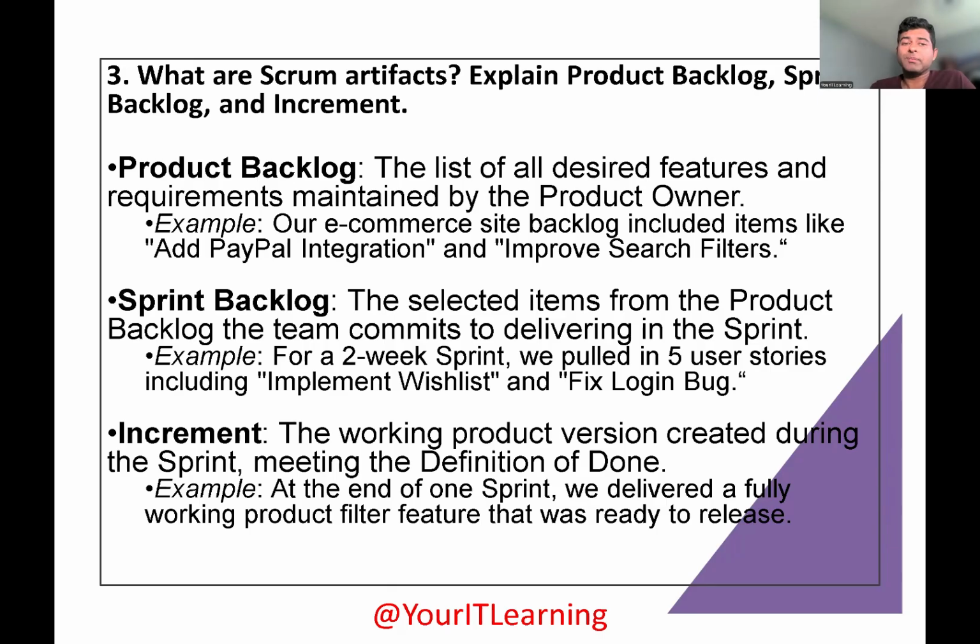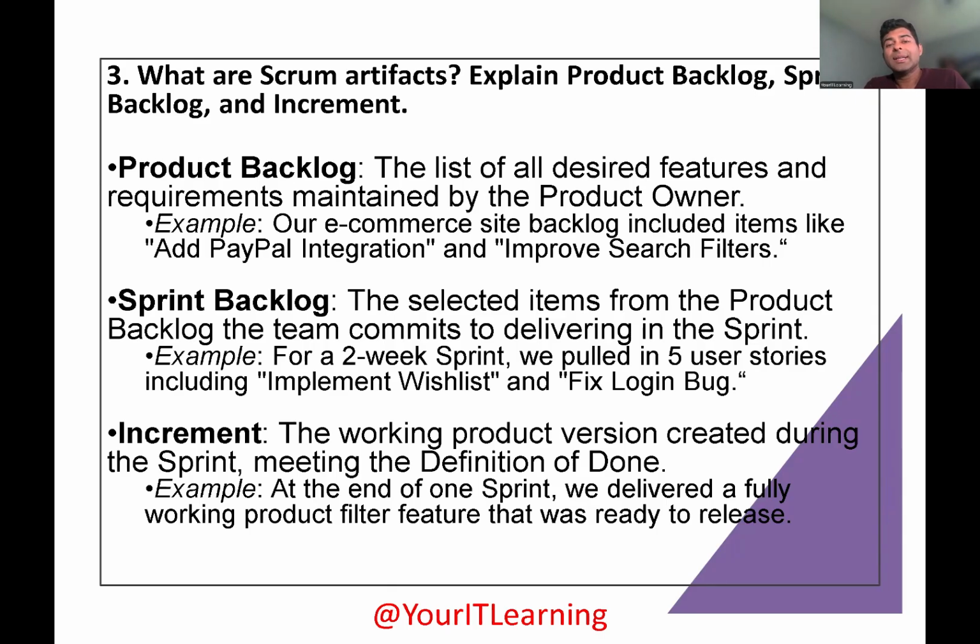So for example, our e-commerce site backlog includes items like add PayPal integration and improve search filters. So the product owner will define if he wants to work on add PayPal integration first or improve search filters. So he is going to talk to the stakeholders and understand what the priorities are for them, and also understand what things we should do right now to get the best return on our investment.